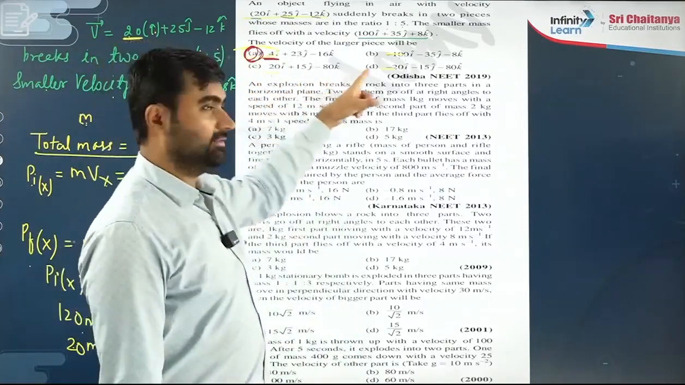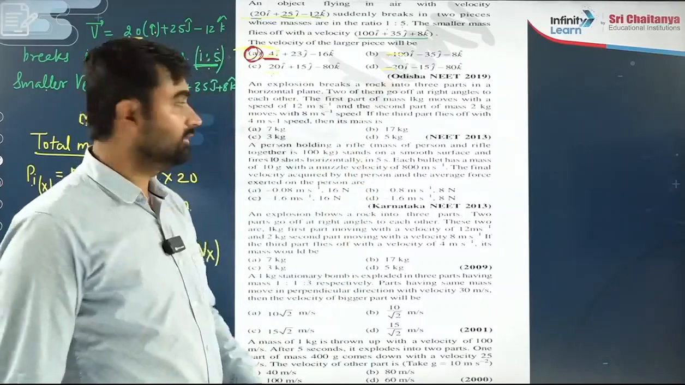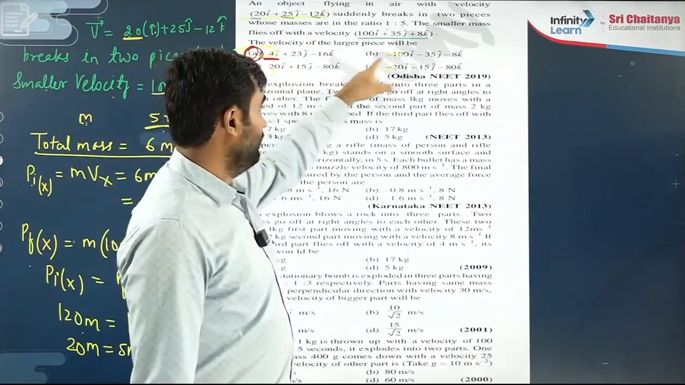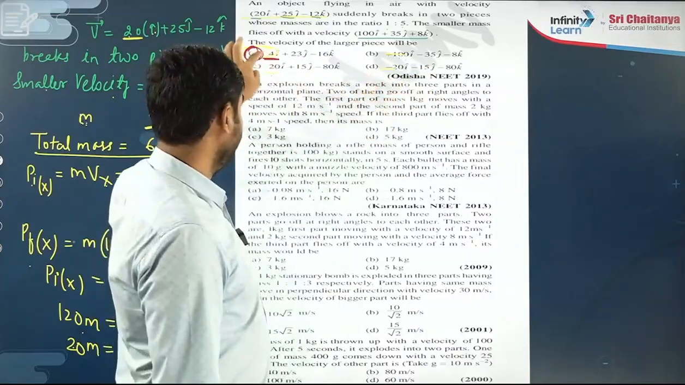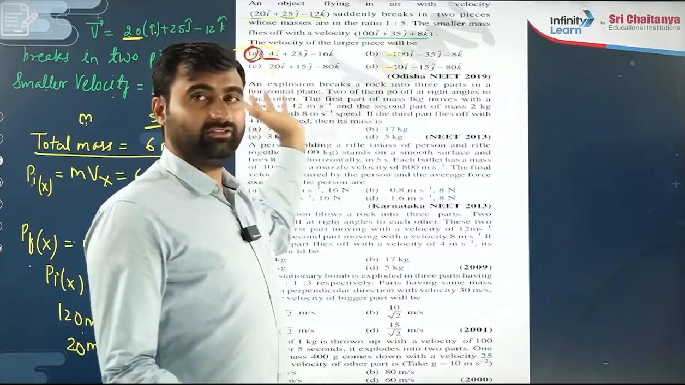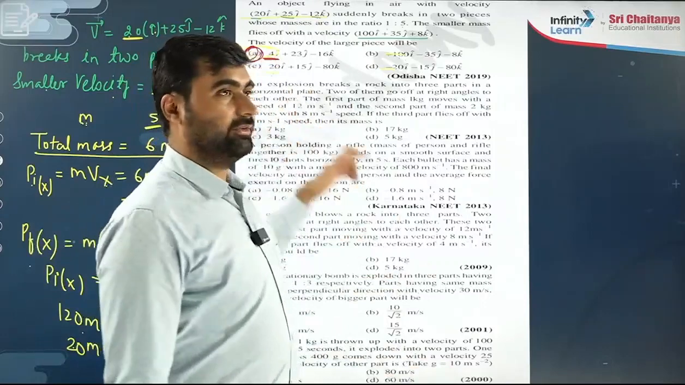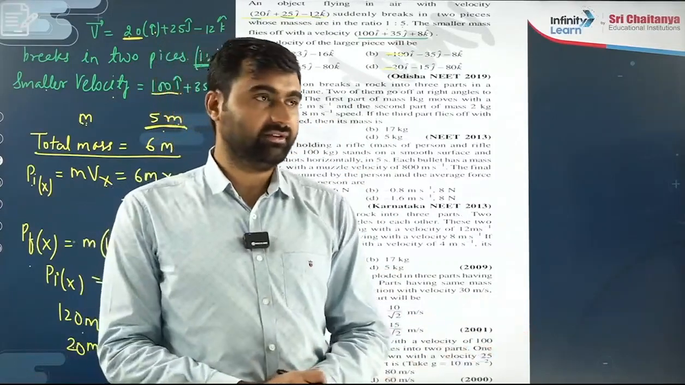They ask in all directions, but why did I calculate only the x direction here? Only because in all options the x direction velocity is different. Okay, so we only have to calculate the x direction velocity. This option is matching, which means this is our answer. Is it clear?